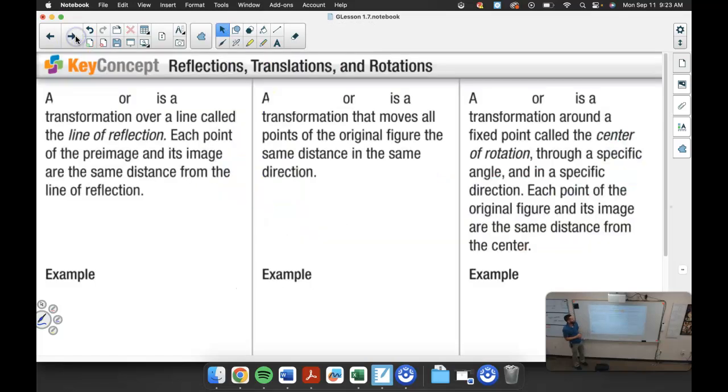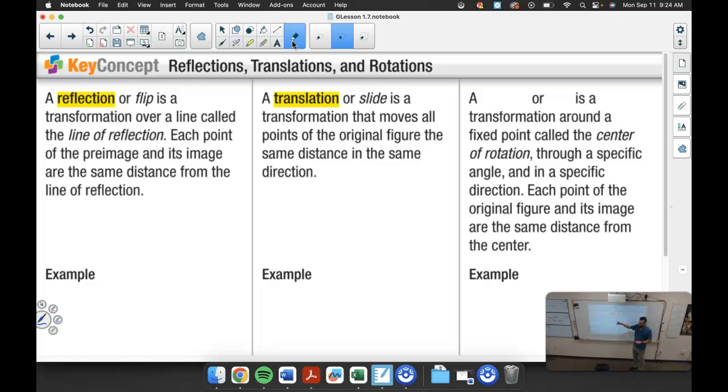Here are the three that you guys have seen before at some point, whether or not we remember, that's a good question. You have a reflection, which is also called a flip. I'll draw some examples in a second. You have a translation, which is often called a slide. You slide things over, right? Or a rotation, or turn. So oftentimes you'll hear flip, slide, rotate.